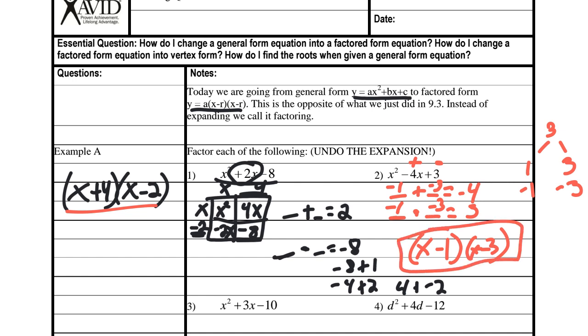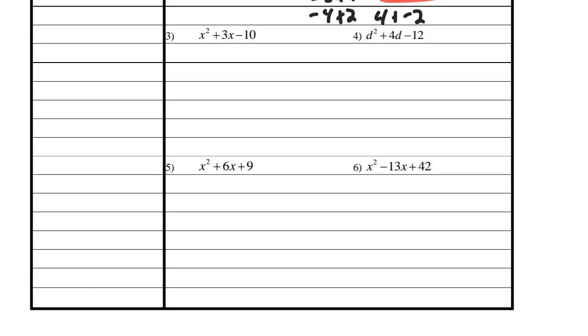So we're just going to continue practicing these as we go. Looking at number 3, I am looking for two numbers that have to add to 3. So what plus what equals 3. And then I'm looking for two numbers that have to multiply to negative 10. So what times what equals negative 10. Okay, so now I need to break down negative 10.